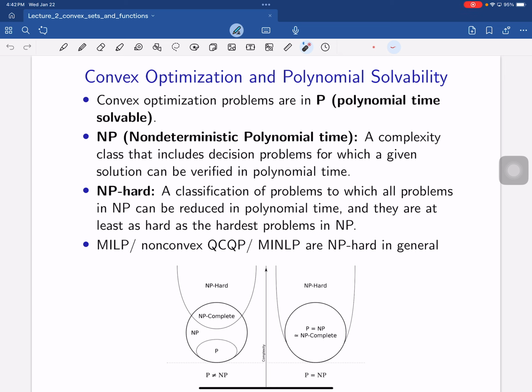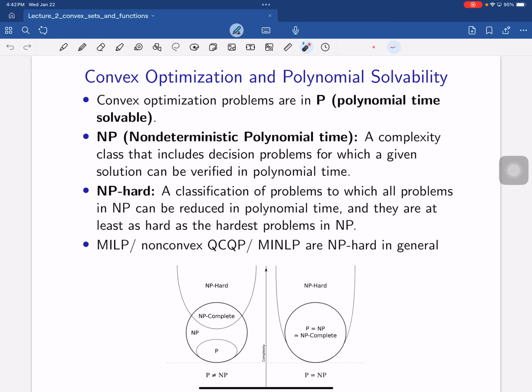It's like I give you a particular route, tell me whether it's less than 2 hours or not. If you can validate any particular instance or particular solution in polynomial time, that is called an NP problem. Of course, P is a subset of NP, because if you can find a solution, you can validate the solution in polynomial time.